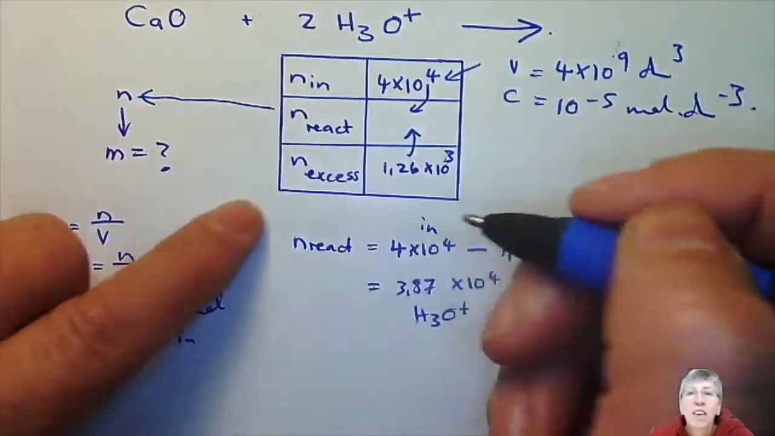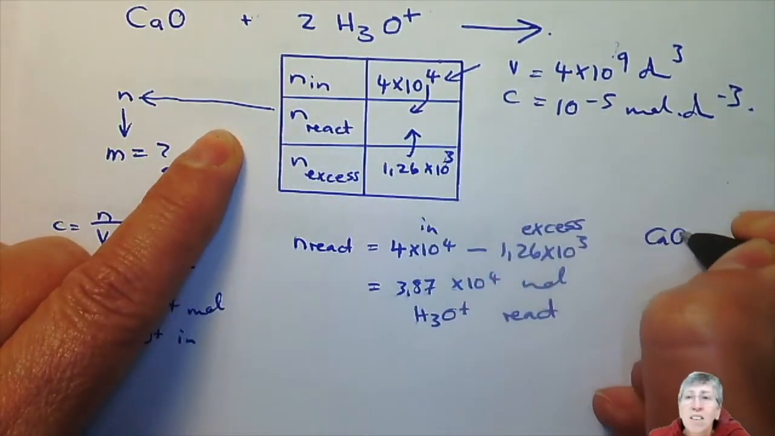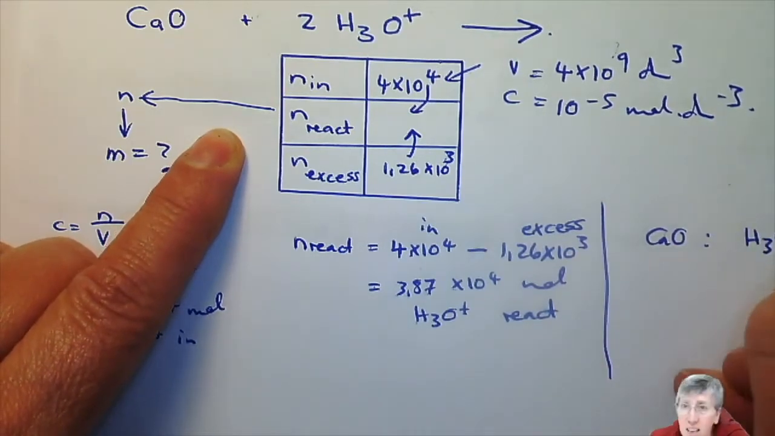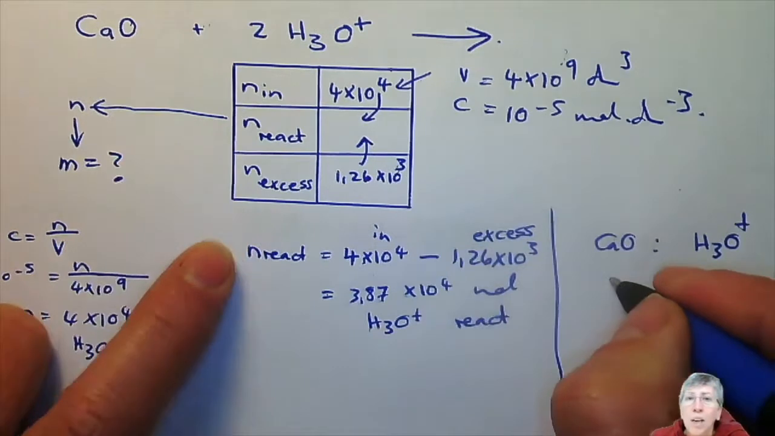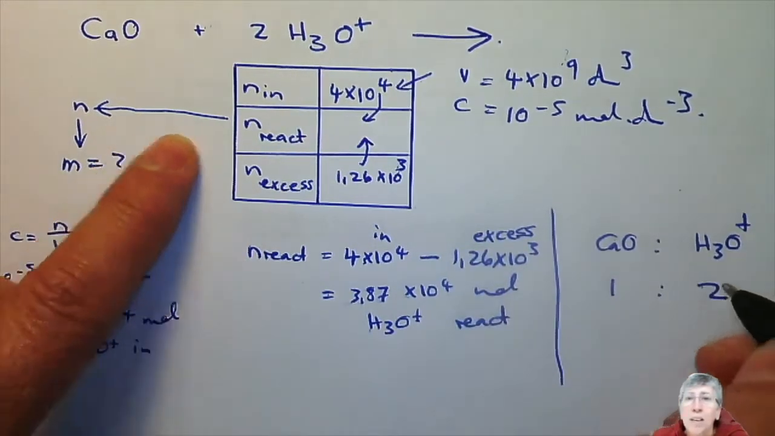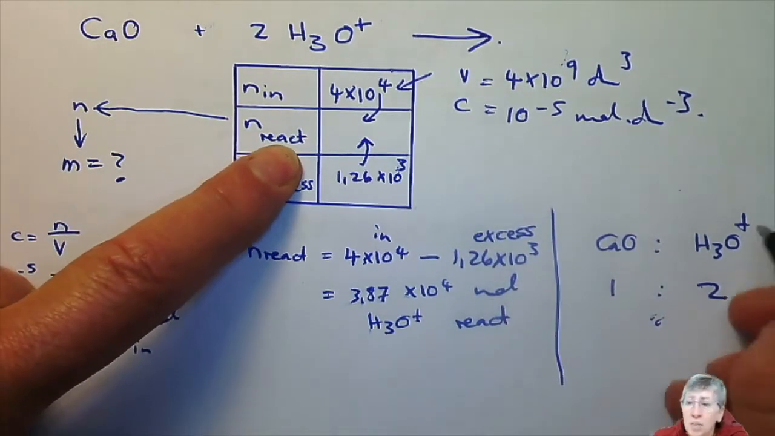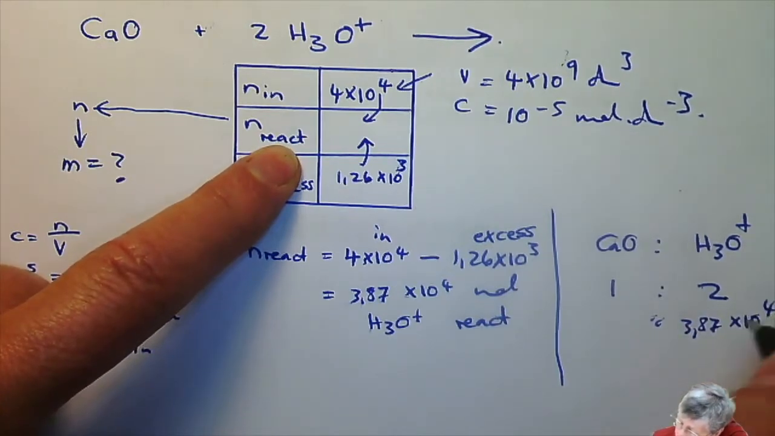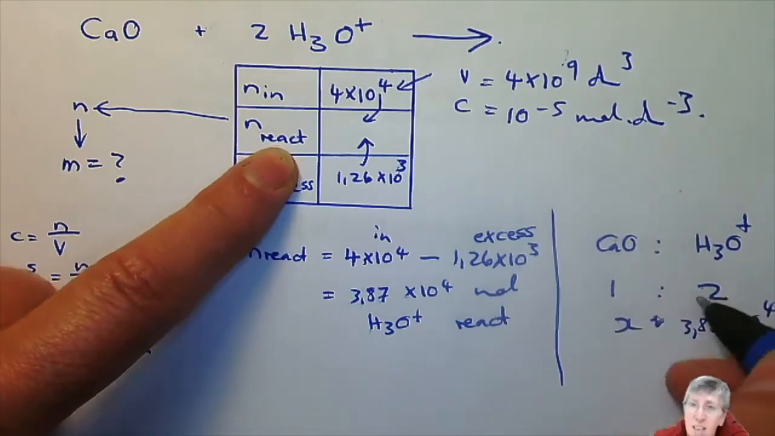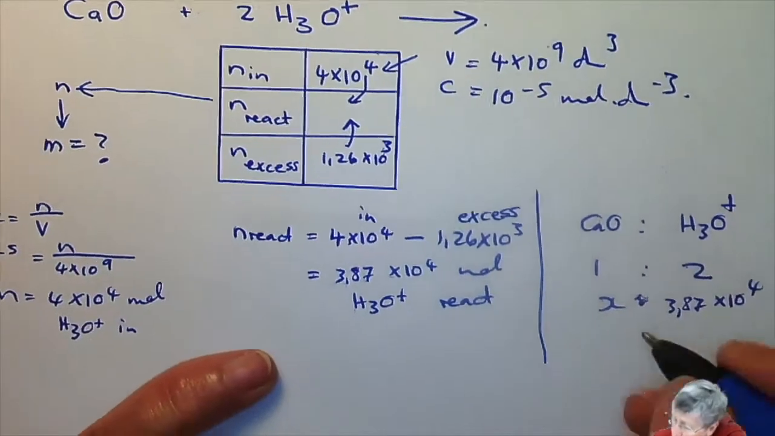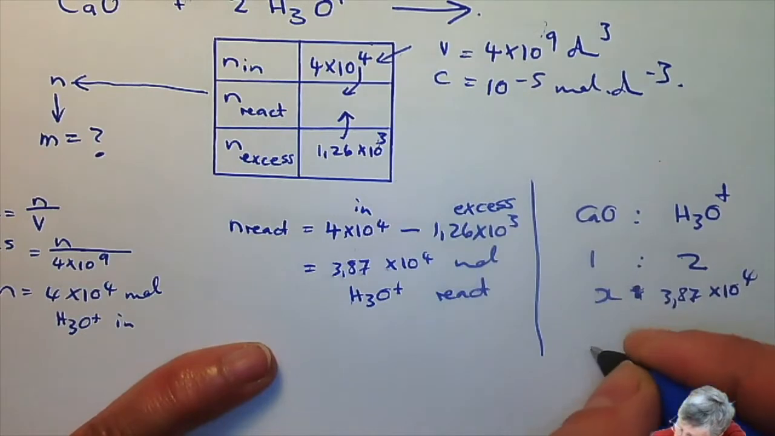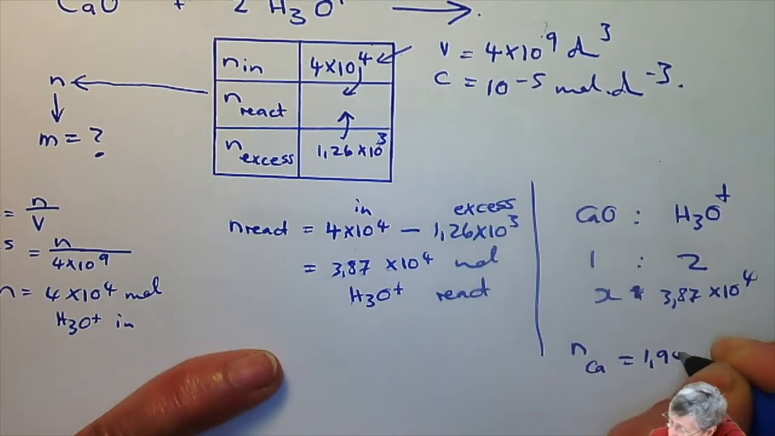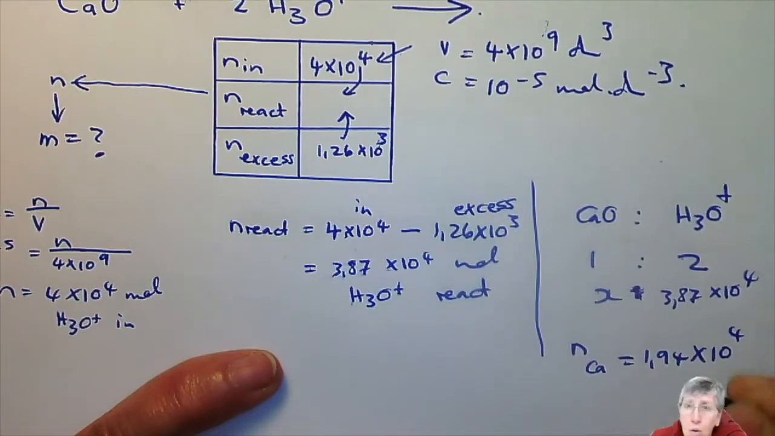Now from there to there is a ratio. So I have to say calcium oxide always reacts with H3O plus in the ratio of 1 to 2. Right. And I know how many of the hydronium ions. There's 3,87 times 10 to the 4th. I am looking for this. That will just be divide by 2. And if you divide by 2, I end up with the moles of calcium oxide being 1,94 times 10 to the 4 mole.